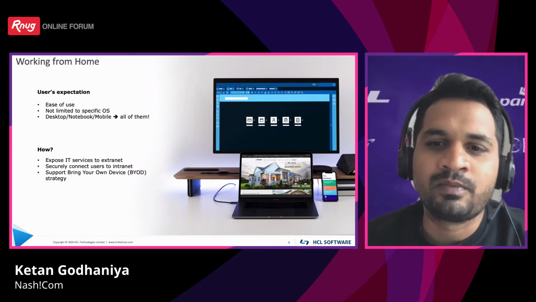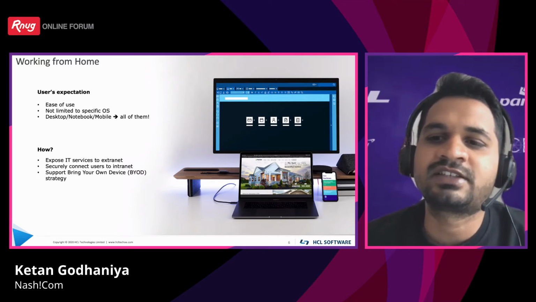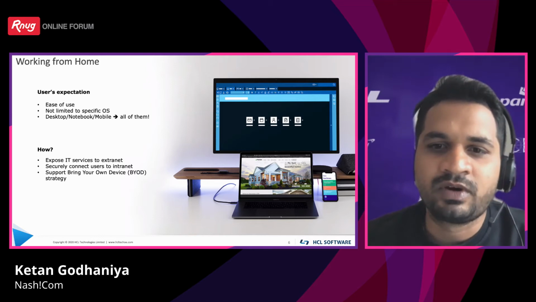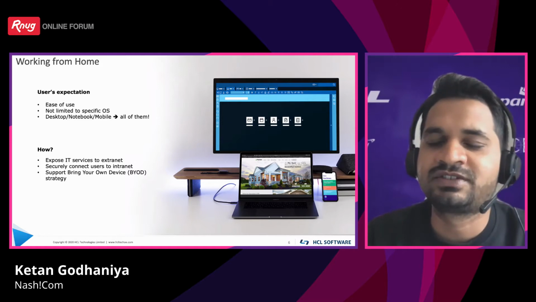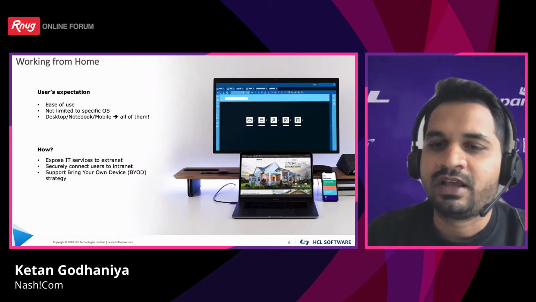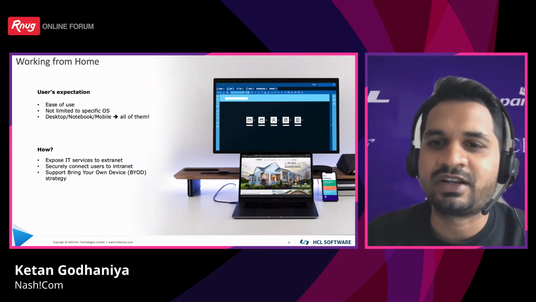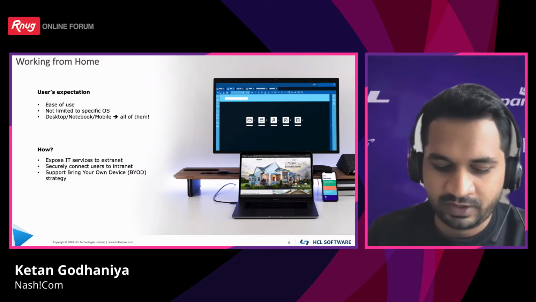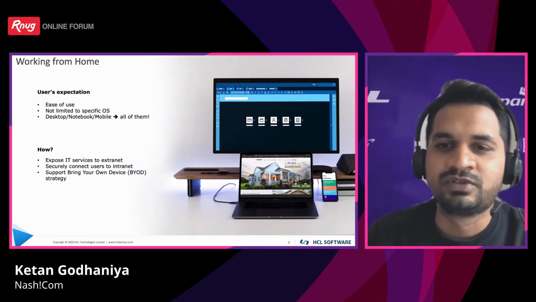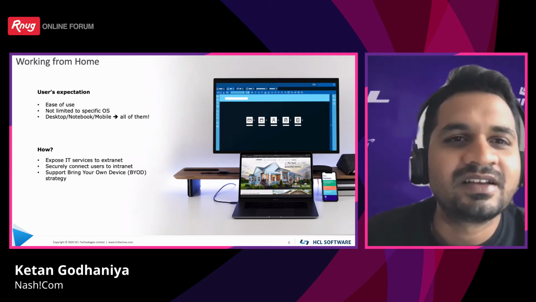And from the employer's perspective, they would like to expose their IT network and want their employees to connect to their intranet in the most secure way from outside, with a bring your own device strategy. So, we have two different personas, employer and users, and they have their sets of goals. Next slide, please.